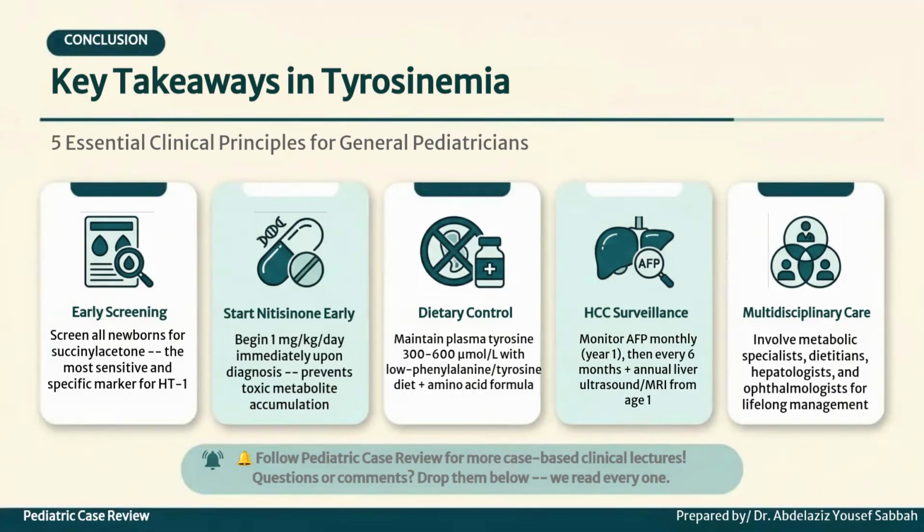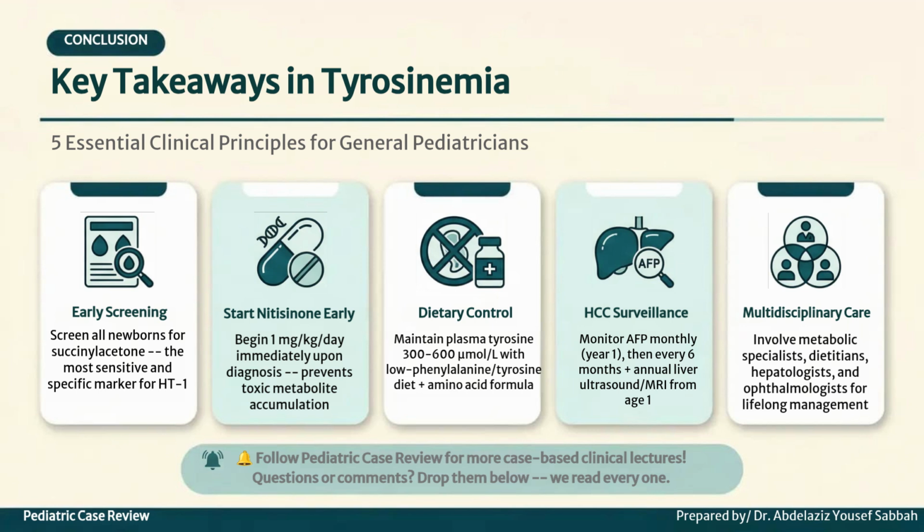Let us review the 5 essential clinical principles from today's lecture on tyrosinemia. First, early screening. Screen all newborns for succinylacetone, which is the most sensitive and specific marker for tyrosinemia type 1. Second, start nitisinone early. Begin at 1 mg per kilogram per day immediately upon diagnosis to prevent toxic metabolite accumulation. Third, dietary control. Maintain plasma tyrosine between 300 and 600 micromoles per liter with a low phenylalanine, low tyrosine diet plus amino acid formula.